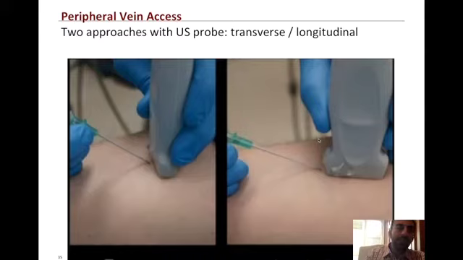The techniques for approaching peripheral venous access are the transverse approach and the longitudinal approach. It is very important to put the least amount of pressure you can with the ultrasound probe, as you do not want to cause occlusion of that venous structure simply from the pressure of the probe. And you also want to make sure that you're always visualizing the tip of the needle, the catheter needle, in your ultrasound plane.